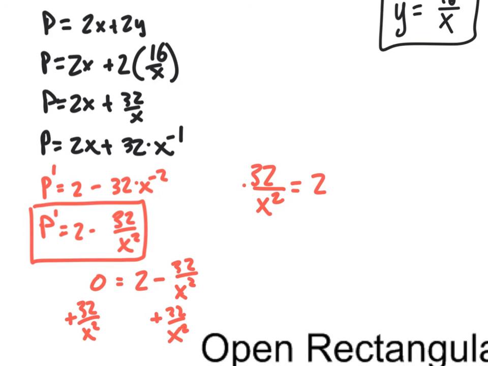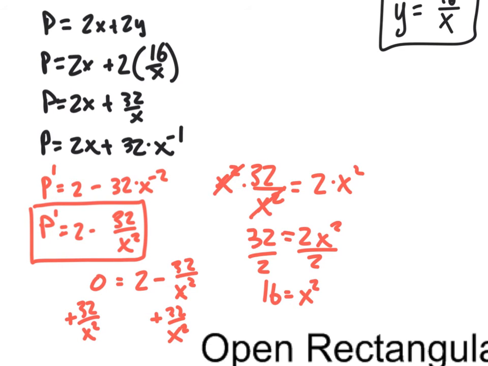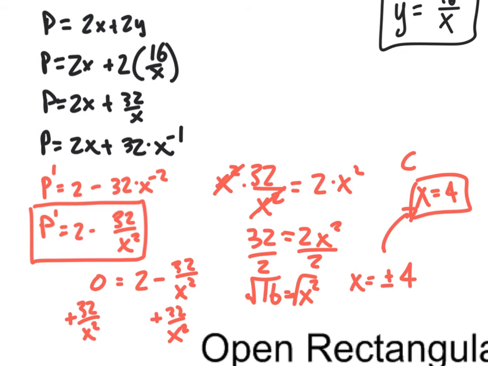If I multiply both sides of this by x squared, then I get that 32 is equal to 2x squared. If I divide both sides by 2, I get 16 is equal to x squared. And so if I take the square root of both sides, I get that x is equal to plus and minus 4. Now, because we're dealing with a distance here, we're just going to use x is equal to 4. That's the value, and that's a critical point.